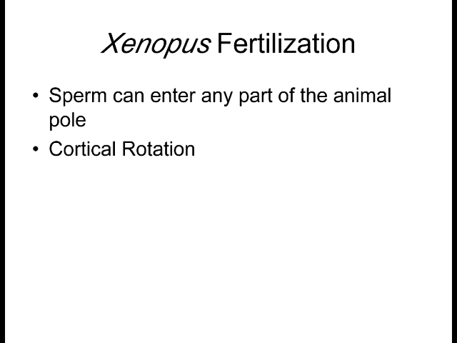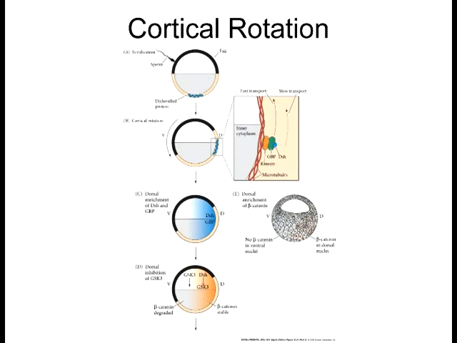Now, one of the key things that, if you use Xenopus in talking about fertilization, I don't want you to just describe this, but cortical rotation. This is a huge thing in terms of axis specification, as well as in the initial patterning of the embryo. Let's talk a little bit about cortical rotation.